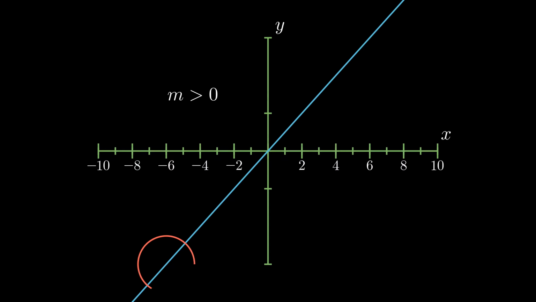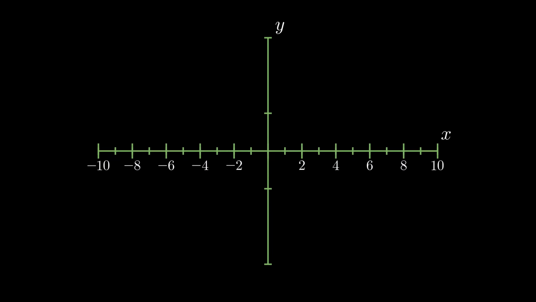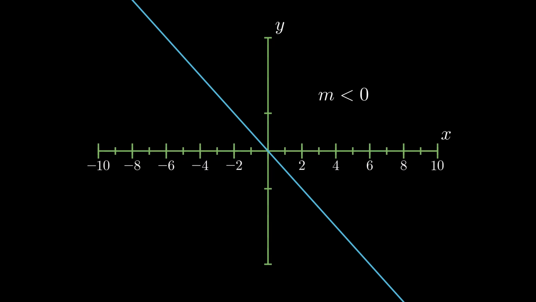So what's the difference between a positive gradient and a negative gradient? It's the orientation of a line. The positive gradient line goes from the bottom left corner up to the top right corner of the graph, while the negative gradient line goes from the bottom right corner up to the top left corner of the graph.